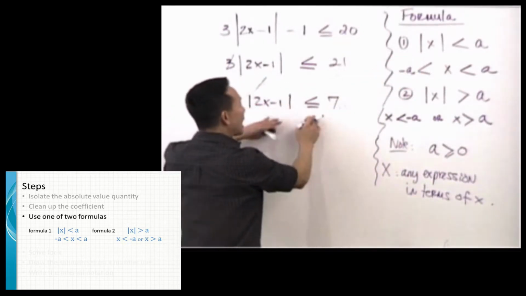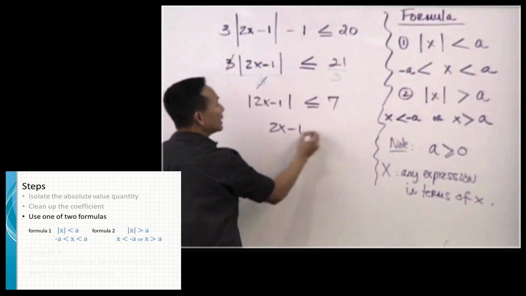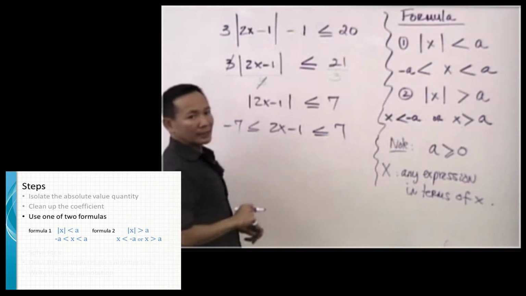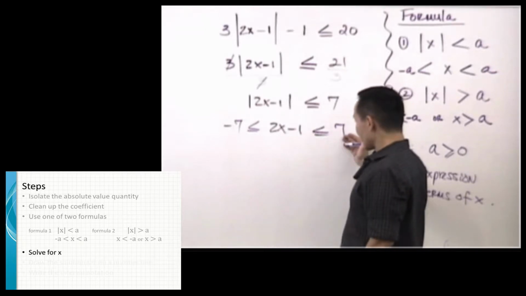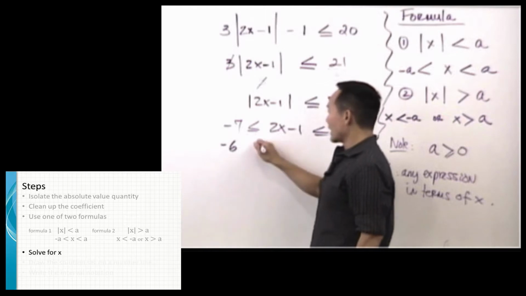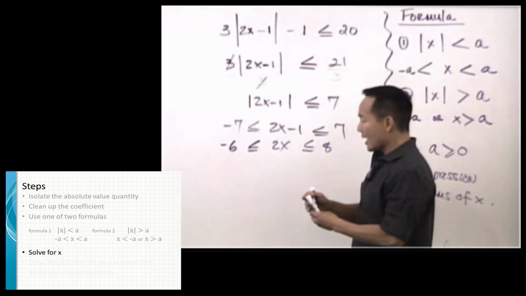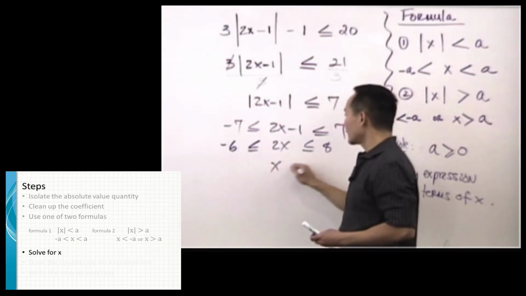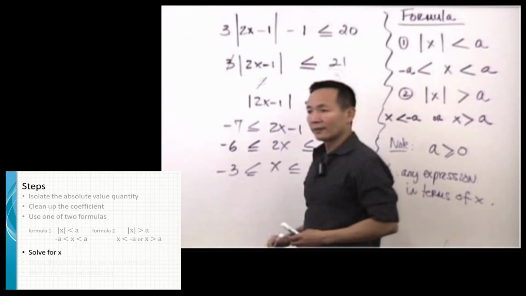So from here, I would be able to say that my expression 2x minus 1 is between negative 7 and 7. Then solve for x from here. I add 1 to 7. I add 1 to negative 7. I have negative 6. I have 8. And then solve for x. I divide everything by 2. Here I have x. Here I have 4. Here I have negative 3.